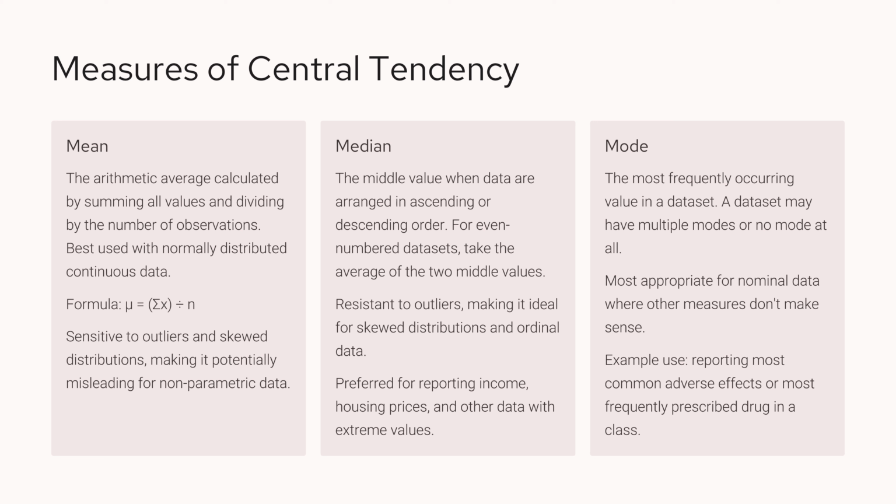Median is what you would use for skewed data. It's the middle value when you arrange all your values in ascending or descending order. And if you have an even number data set, remember, you have to take the average of the two middle values. That's the sneaky part of a median that you probably were tested on in the ACT or the SAT. And then finally, mode is the most frequently occurring value in the data set. You almost never see this one, but you can see it sometimes, especially with reporting common adverse effects of drugs or for a drug class.